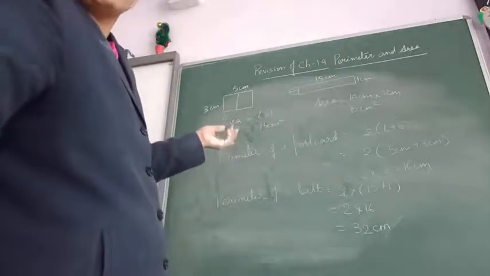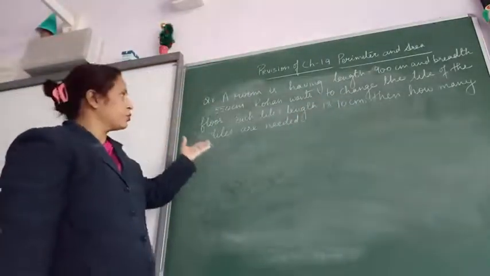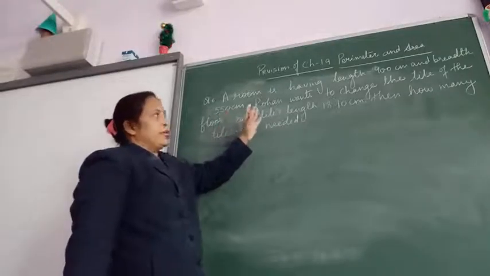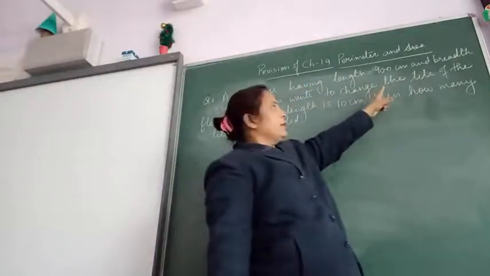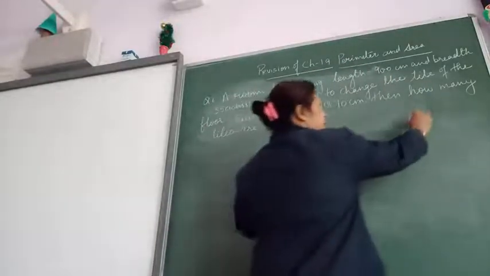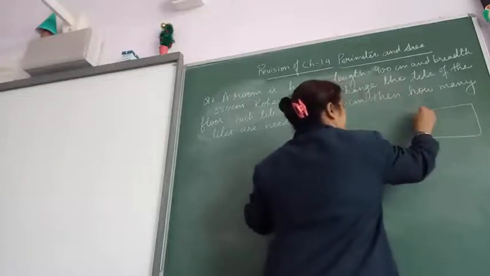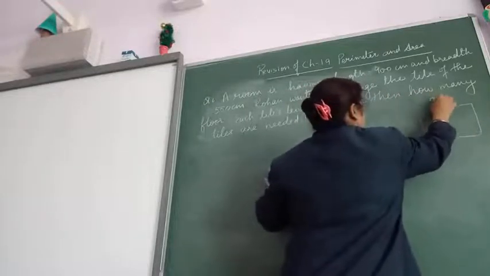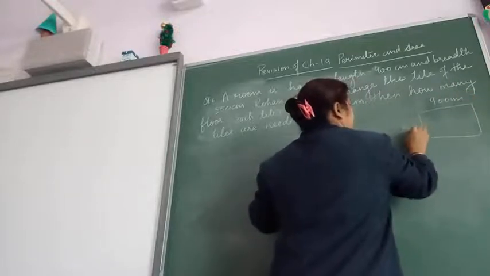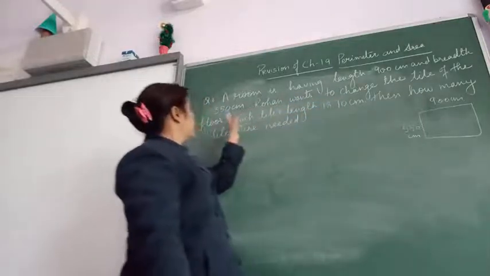So let us do one more example. Now see children, we are going to solve one word problem on this. A room has length 900 centimeter and breadth 550 centimeter. So that means length is different and breadth is different, and the room is in what shape? Rectangular shape. So let it be, we can easily write 900 centimeter length and 550 centimeter breadth. Okay.